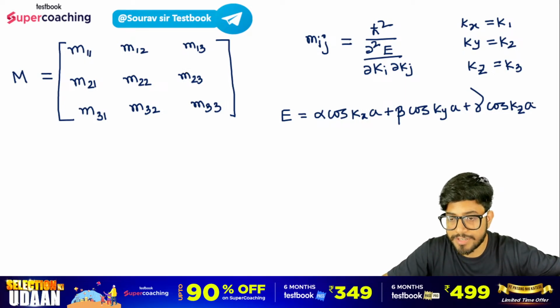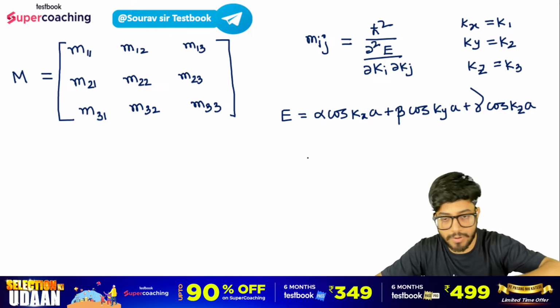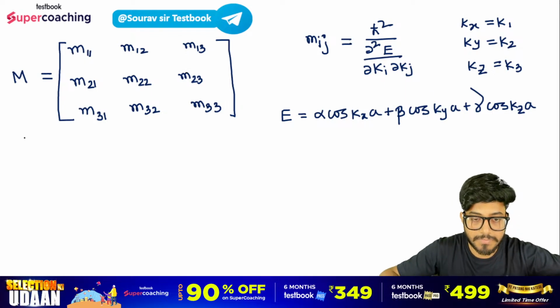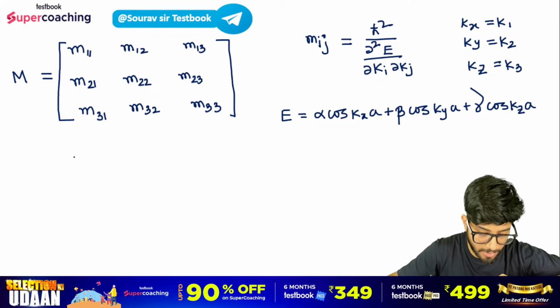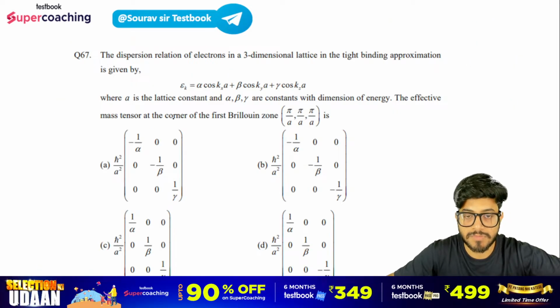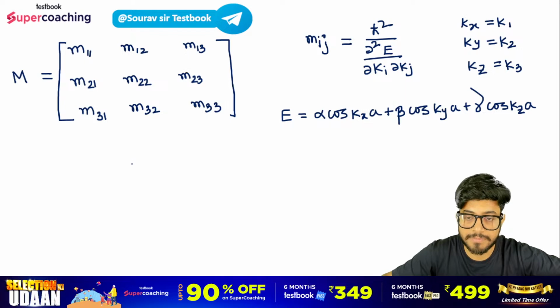So definitely if you differentiate this thing twice, you're going to get cos kxa into a, then minus sin kxa, and from that you will get again cos kxa. But of course there will be an a square also. So this whole thing would actually become equal to alpha cos kxa plus beta cos kya plus gamma cos kza. So this thing would become the second partial. Okay, hang on.